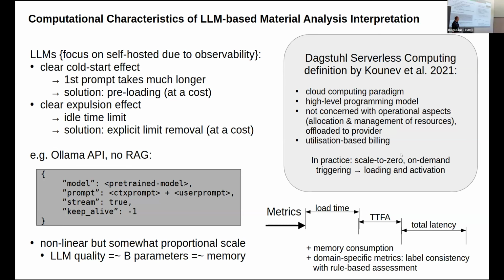So we broke down the operation into 3 metrics: the initial load time for the model, then TTFA, time to first answer. You heard about TTFT, time to first token, in the keynote. So the first token arrives. The first token is not useful at all to the domain experts. A few more tokens arrive. The first kind of answer can be extracted from that. So TTFA is always slightly higher than TTFT.